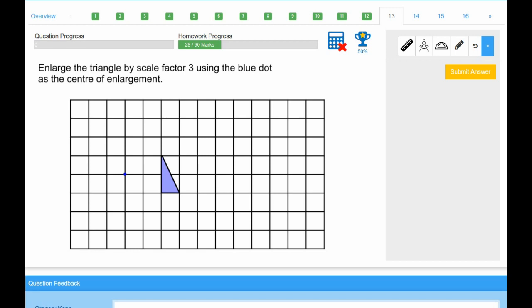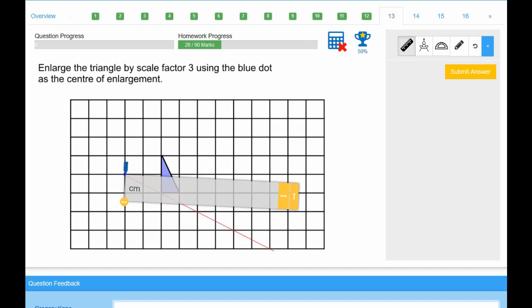So my method when doing these questions is to give me ray lines. You'll see the blue dot. I always draw ray lines to show me what it's going to look like. So I'm going to draw a line, use my ruler, from the center of enlargement through each of the vertices on that triangle. So there is one ray line. I'm going to do the same now for the other points.